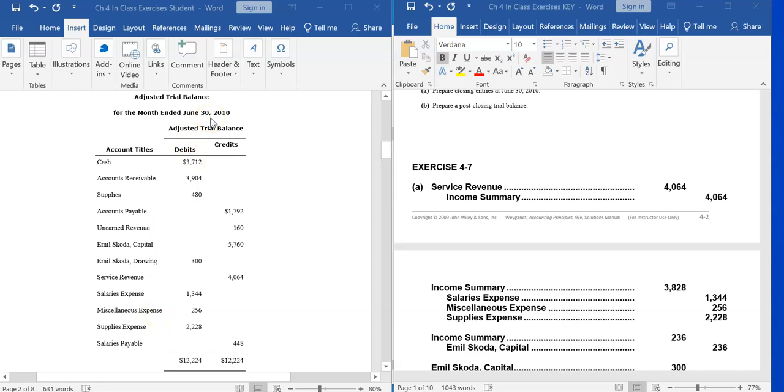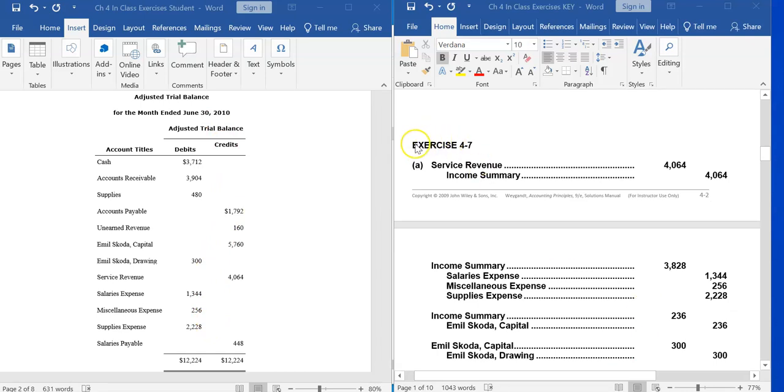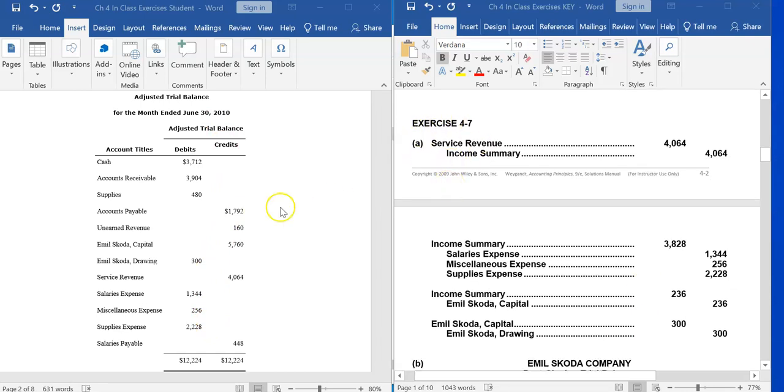Okay, so we're at the end of the month of June 30th. These were their adjusted balances. We want to close out those accounts. What we need to do is 4 closing entries. The first entry we're going to do to close out revenues.